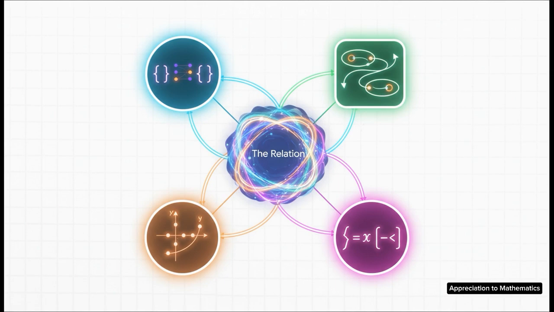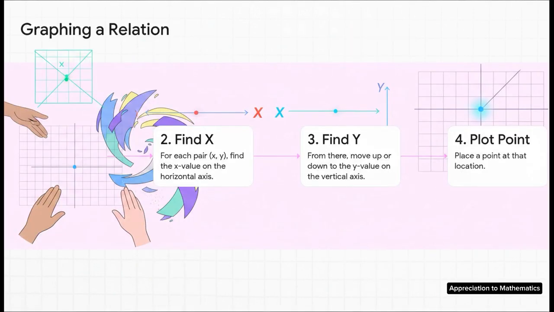Super useful stuff. So let's talk about graphing. And let's use that set of mystery points from the very beginning. The process is actually really straightforward. For each pair, you just find your x on that horizontal line, then you move up or down to find your y on the vertical line. And bam, you put a dot right there. It's as simple as that.